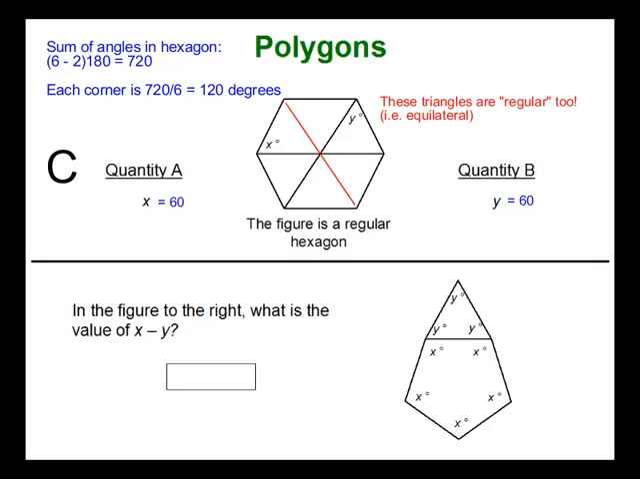Another thing you could do is more of a visual approach, and that is to just add another line. If this is a regular hexagon and you split it this way, drawing lines from opposite corner to opposite corner, you create 6 regular triangles within this hexagon. And in a regular triangle, the angles are all 60. So there you go.